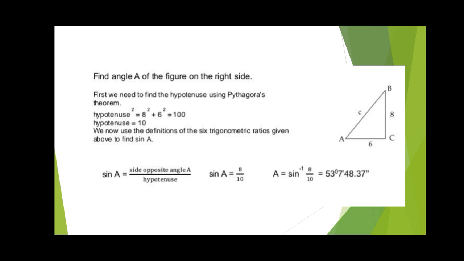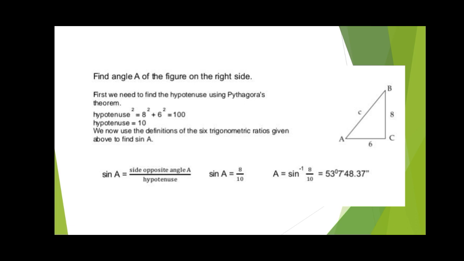So hypotenuse squared is equal to 8 squared plus 6 squared. 8 times 8 is equal to 64, plus 6 times 6 is equal to 36. 64 plus 36 is equal to 100. So hypotenuse squared is equal to 100, and the square root of 100 is equal to 10. So our hypotenuse is equal to 10.